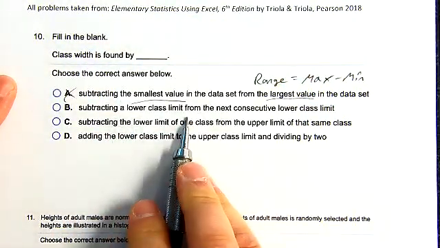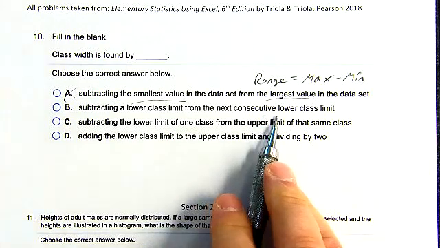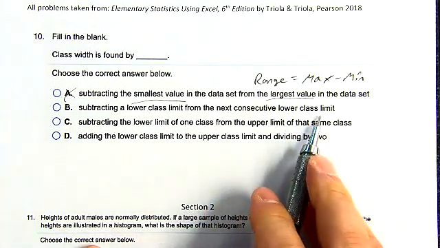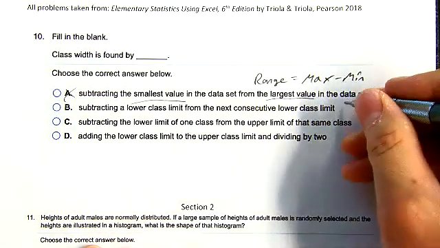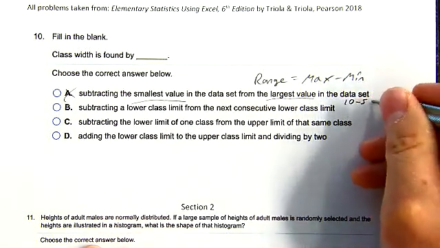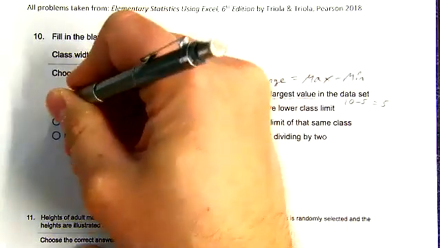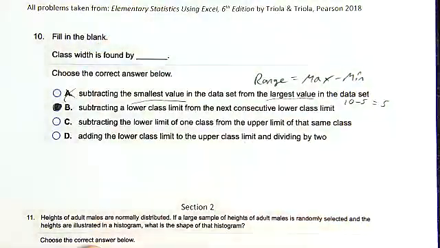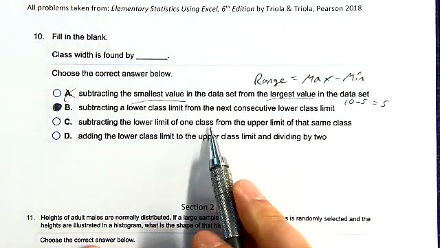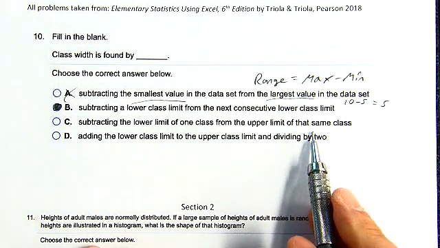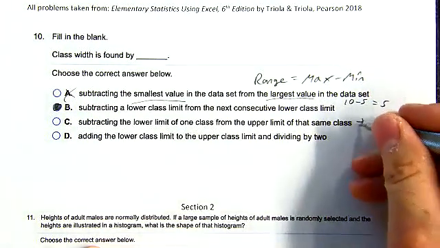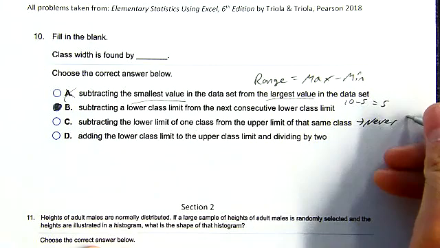Subtracting a lower class limit from the next consecutive lower class limit. That is one way to do it. In fact, that's how we did it. In our example, we took 10 minus 5, and we got a width of 5. So that's how we did it. Subtracting the lower limit of one class from the upper limit of that same class. We actually never did that for any of those questions.